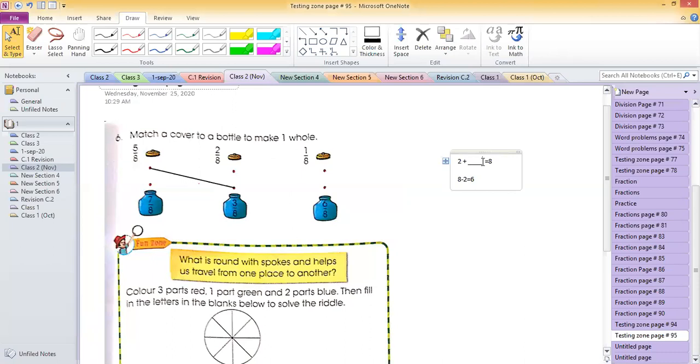Put 6 here and check whether it is the right answer or not. 2 plus 6 equals 8. Is it right or not? Yes! Now check. Is there 6 over 8 on a bottle? Okay, then match the line from 2/8 to 6/8 fast.